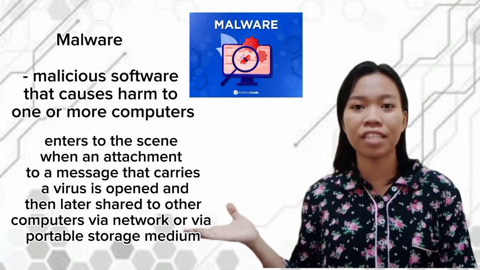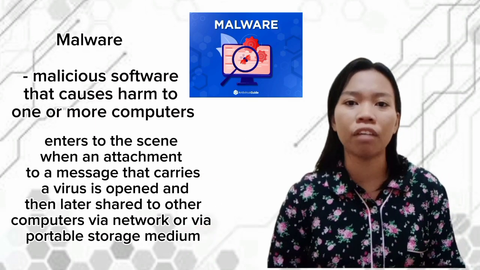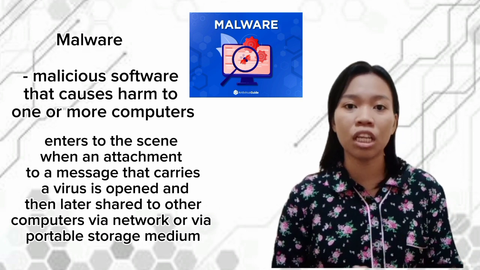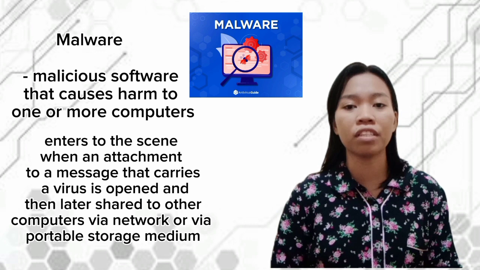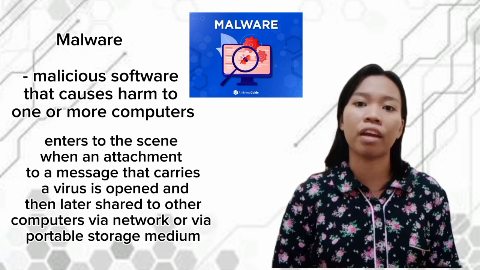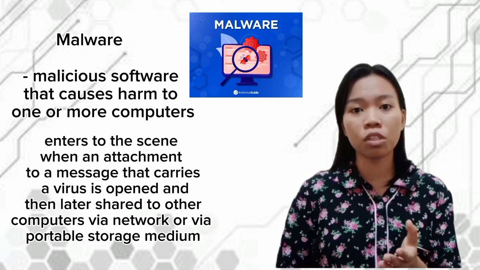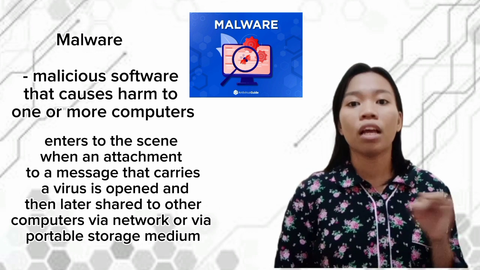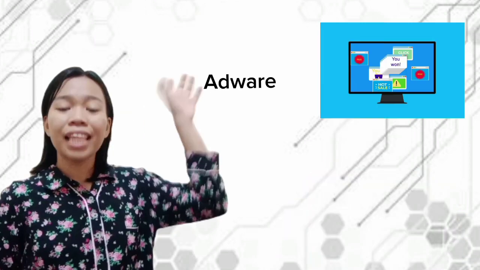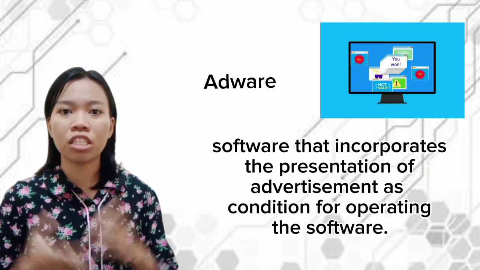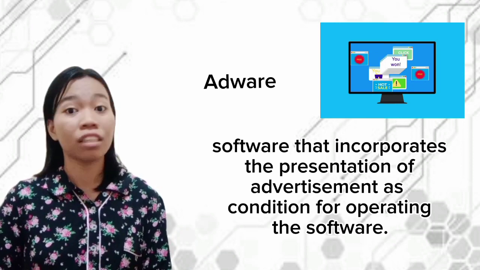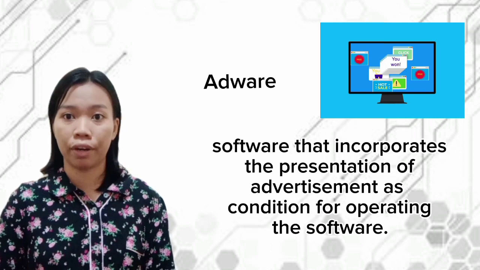The third one is malware. It is malicious software that causes harm to one or more computers. It enters the scene when an attachment to a message that carries a virus is opened and then later shared to other computers via network or via portable storage such as CD, external hard drive, flash drive, and so on. And the last one is adware. It is software that incorporates the presentation of advertisements as a condition for operating the software.